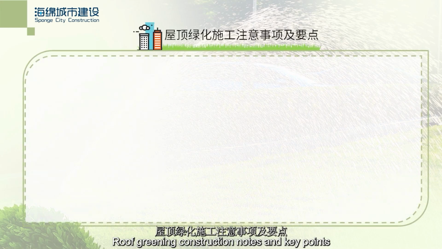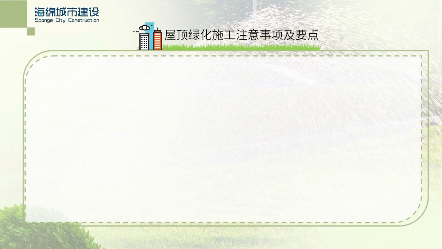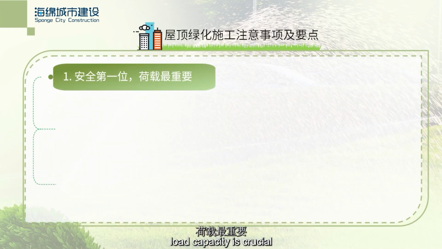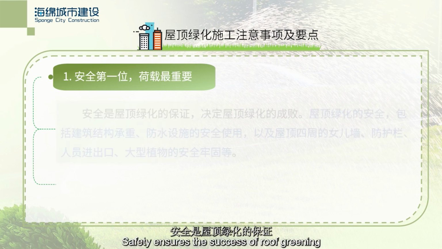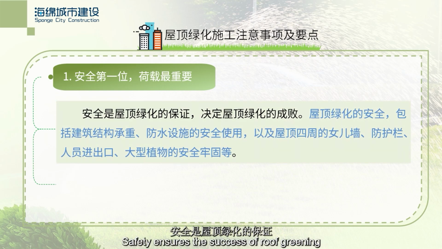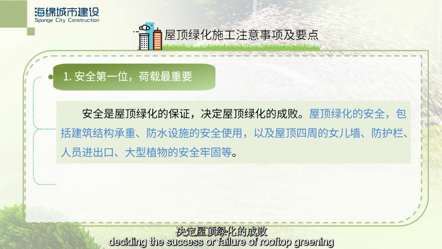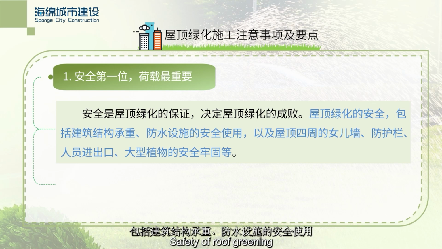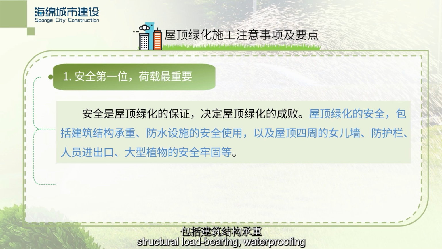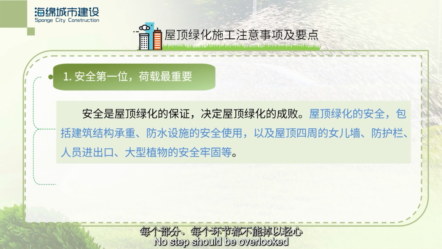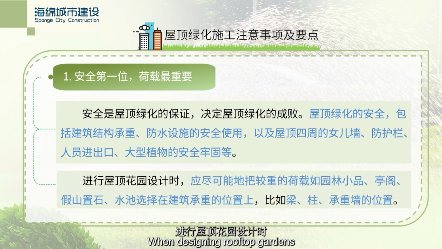Roof greening construction notes and key points. Safety first. Load capacity is crucial. Safety ensures the success of roof greening, deciding its success or failure. Safety of roof greening covers structural load bearing, waterproofing, and secure installation of parapets, barriers, personnel entrances and exits, and large plants. No step should be overlooked when designing rooftop gardens.